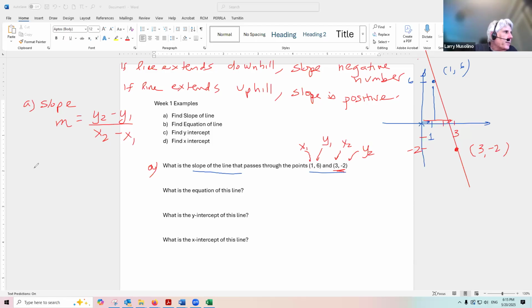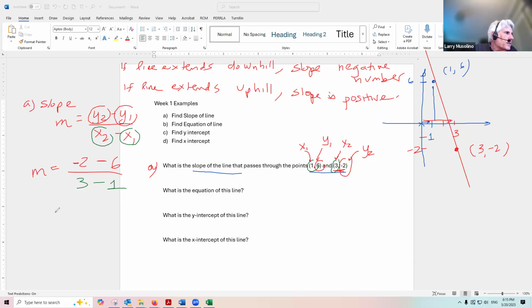Now you plug into this formula. On the top, I want to grab y sub 2. Our y sub 2 number here is -2. And then we subtract whatever the y sub 1 number is. Our y sub 1 number is 6. Let me go to the bottom of this fraction. We need x sub 2 minus x sub 1. The x sub 2 number for us is 3. Now I have to subtract the x sub 1 number, which is 1.